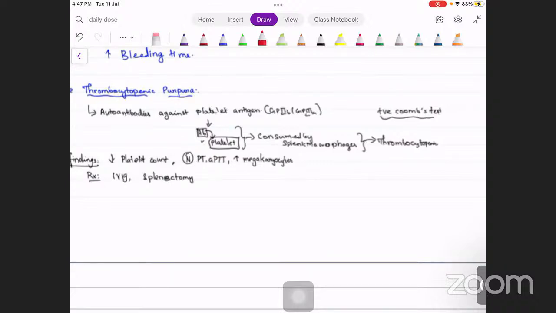Patient is having a normal PT and APTT, but there is an increase in megakaryocytes along with decrease in platelet count, because antibodies were directed against the platelet antigen, that is your 2b and 3a. Yes or no? 2b and 3a, which in turn destroys your platelets. So no platelets here. Okay, and treatment of choice is IVIG and splenectomy.